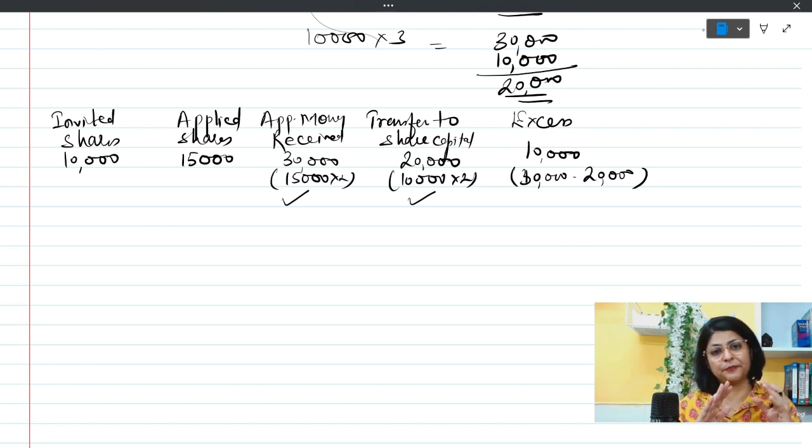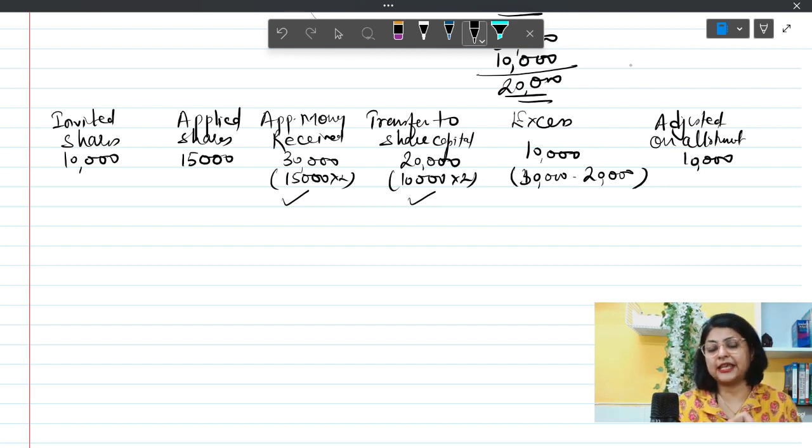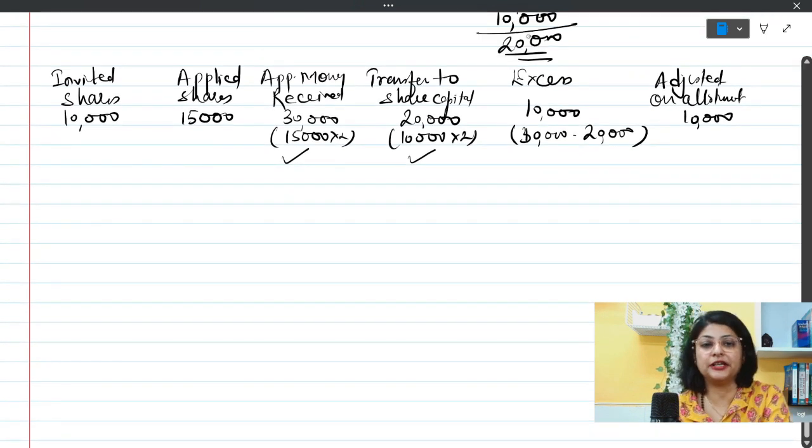What are we going to do? Company will not refund this 10,000 rupees to the applicants. It will keep it with itself, and at the time of allotment, adjustment on allotment, I should write adjusted on allotment, this whole 10,000 rupees will be adjusted at the time of allotment. So in this case, instead of returning the money to the shareholder, company used it on a later date along with the allotment. Now let's see how do we pass the journal entries for this situation.